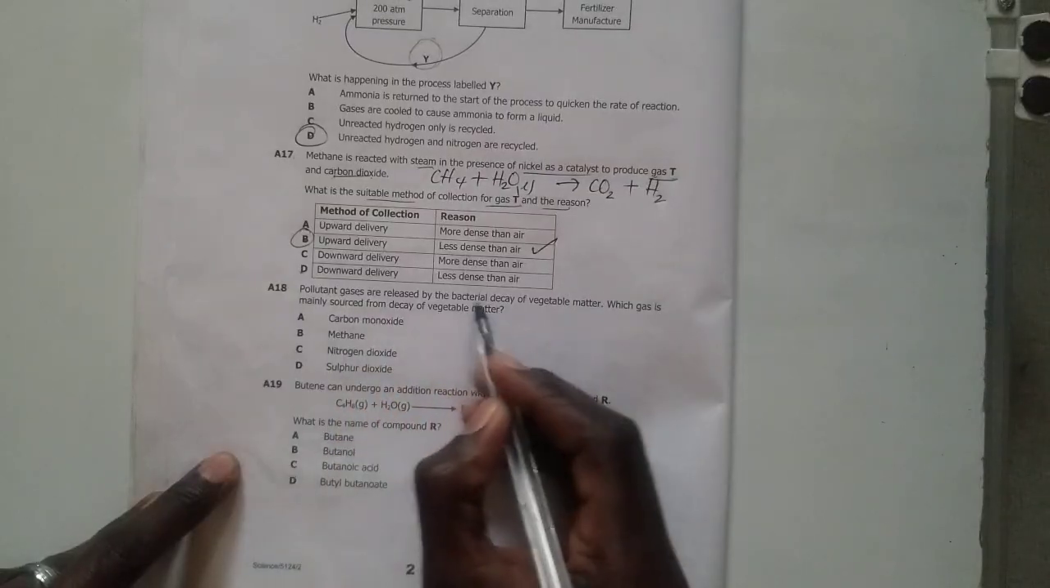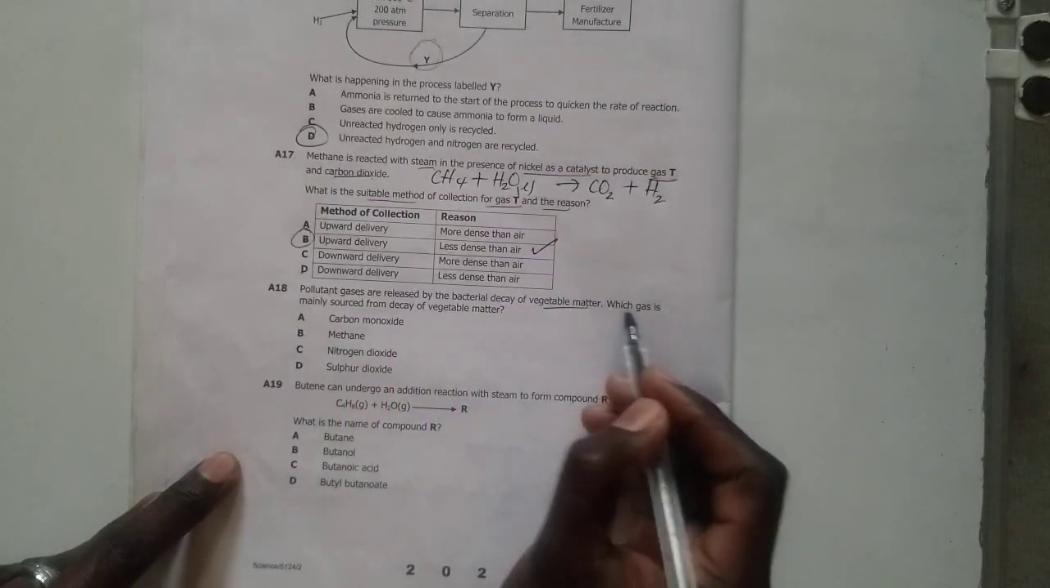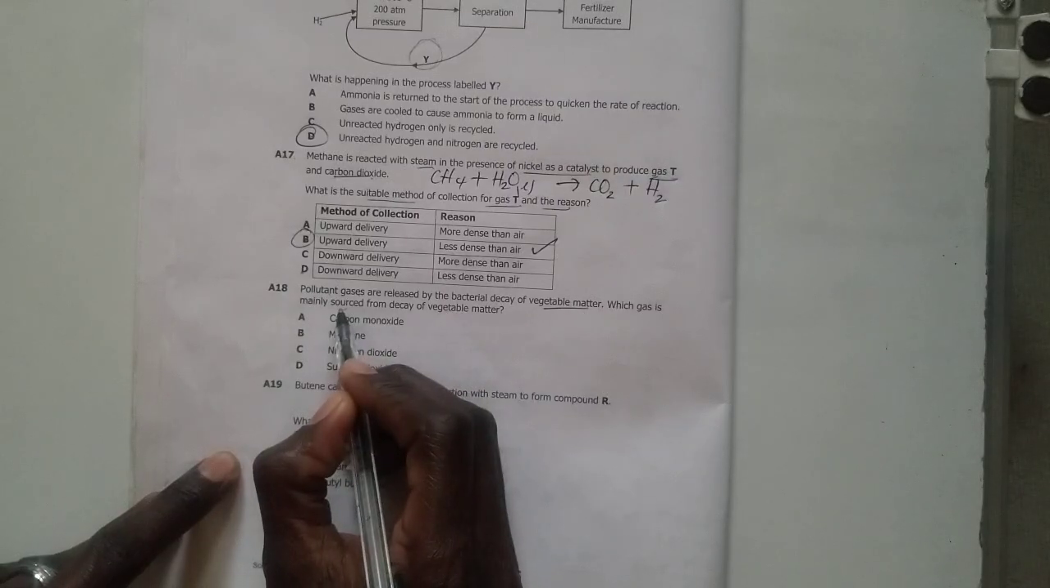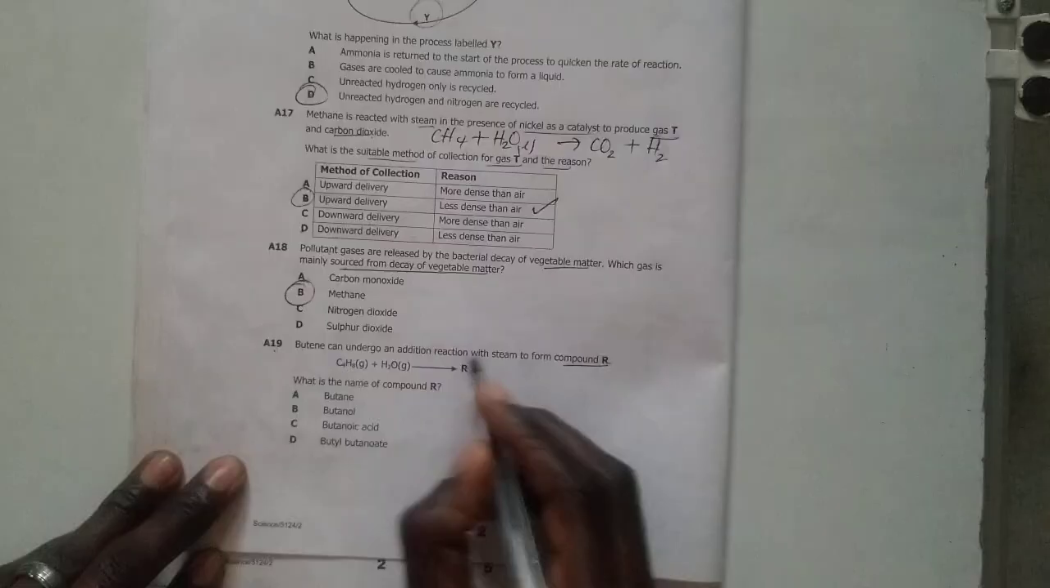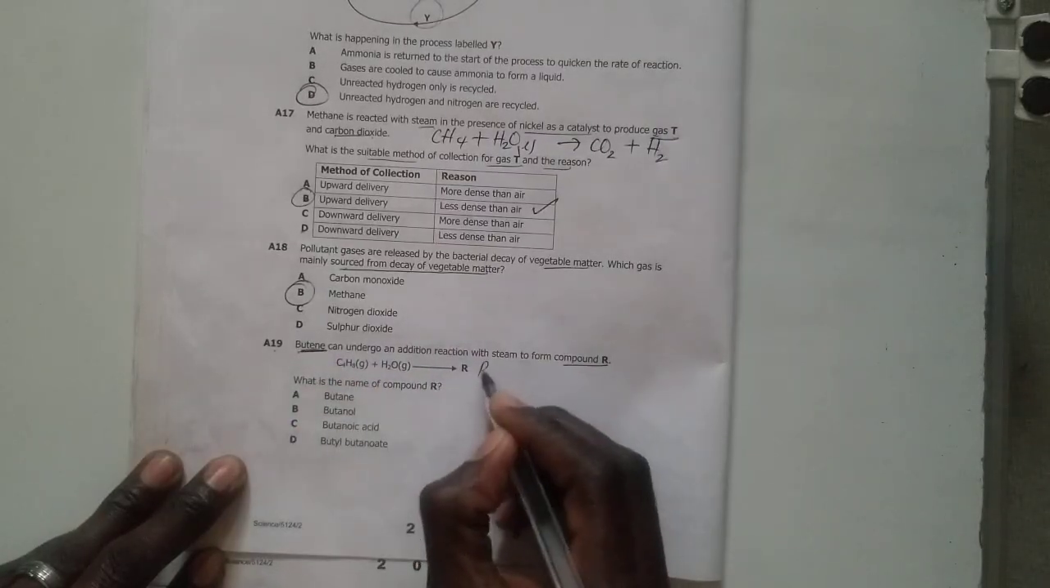Pollutant gases are released by the bacterial decay of vegetable matter. Which gas is mainly sourced from the decay of vegetable matter? So it's mainly the gas called methane. Then A19 says butene can undergo an addition reaction with steam to form compound R. Because it is butene, it simply means that it will form an alcohol called butanol. Remember, all alkenes undergo an addition reaction with steam, called a hydration reaction, to produce an alcohol. So that's what you needed to remember there.